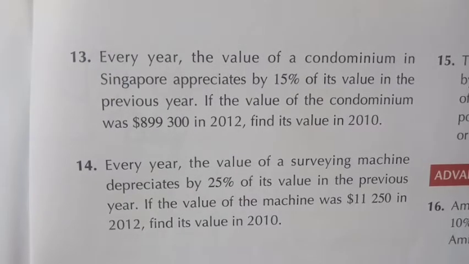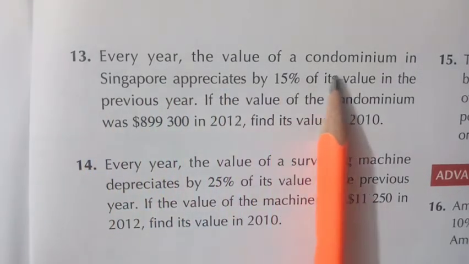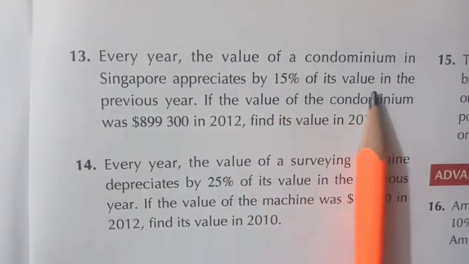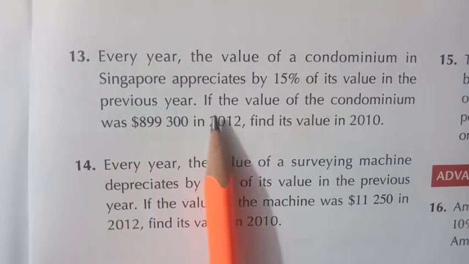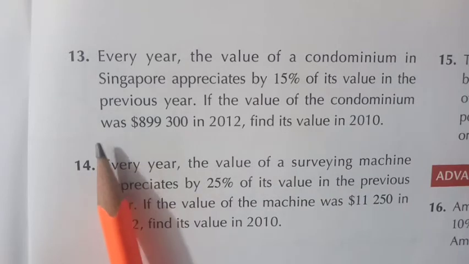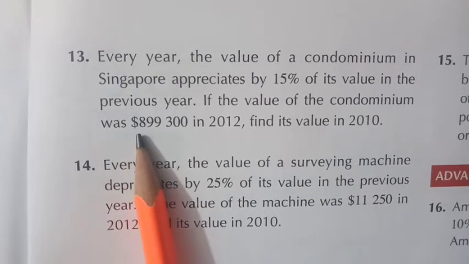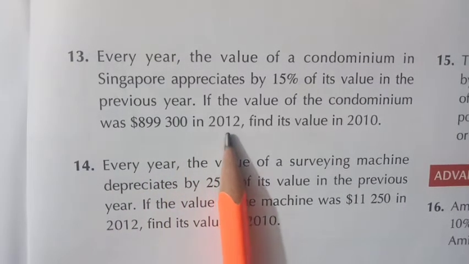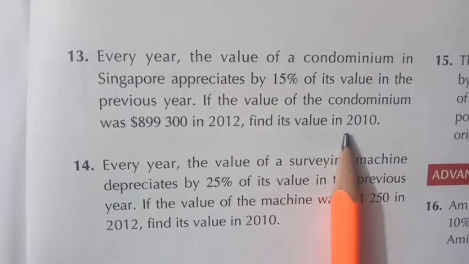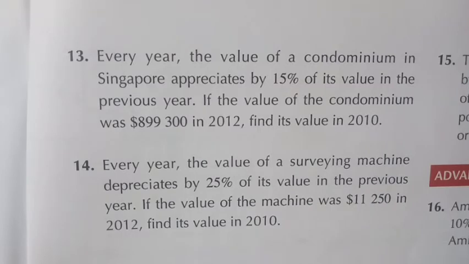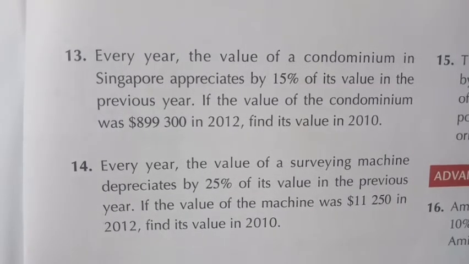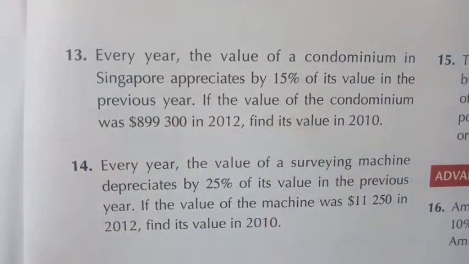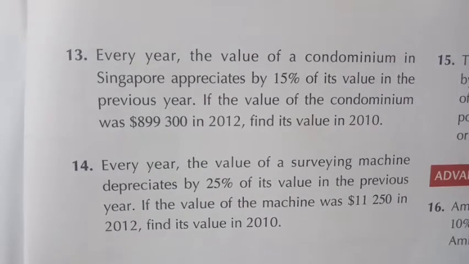Now the statement of the next question, 13. Every year the value of a condominium in Singapore appreciates by 15% of the value in the previous year. If the value of the condominium was $899,300 in 2012, find the value in 2010. Now its solution. Every year the value of this condominium appreciates, increases by 15% compared to the previous year's price.